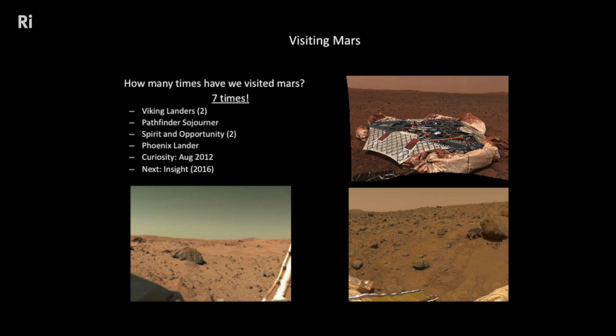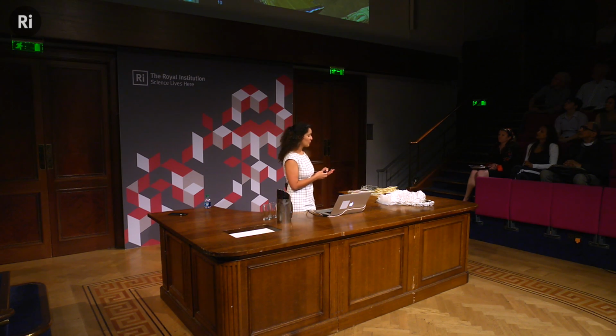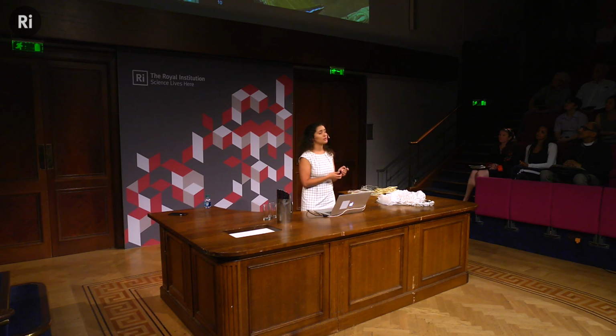This was of the Viking landers on the surface of Mars. This is Sojourner, and this is the Spirit and Opportunity Mars exploration rovers. And I think what I like to say about these images is how eerily similar they actually are to Earth. So even though it's another planet, it's another world away, there are so many similarities between what we have here on Earth and what we have here on Mars.